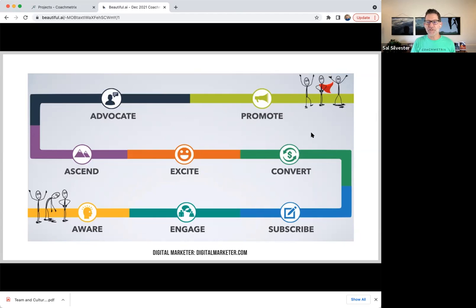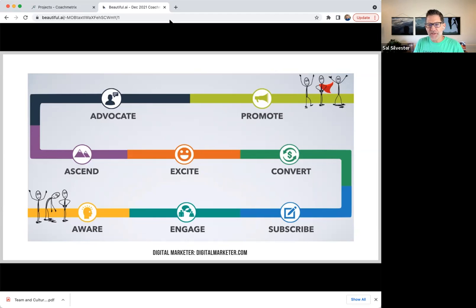So the conversion piece, it could be a free trial of some sort. It could be that free coaching session that you offer. It could be that insight session that you offer. It could also be a workshop that you offer that people are paying for, but it leads them to something bigger that comes down the road later on.